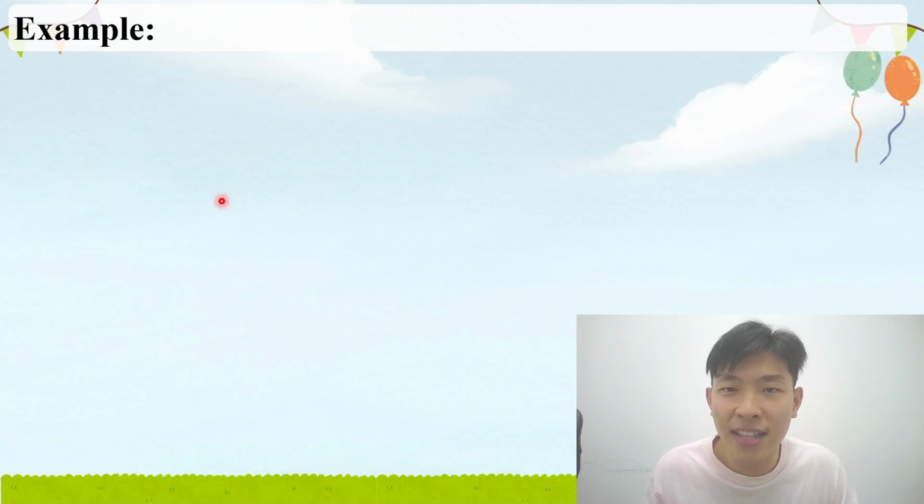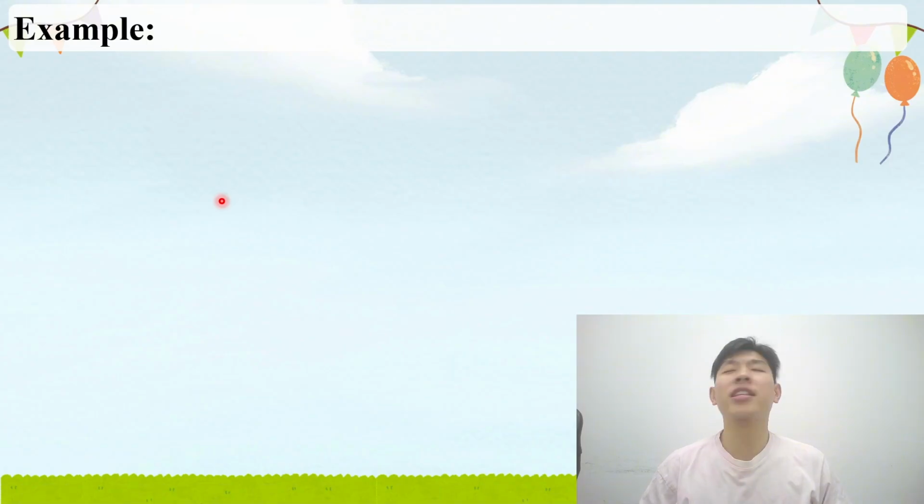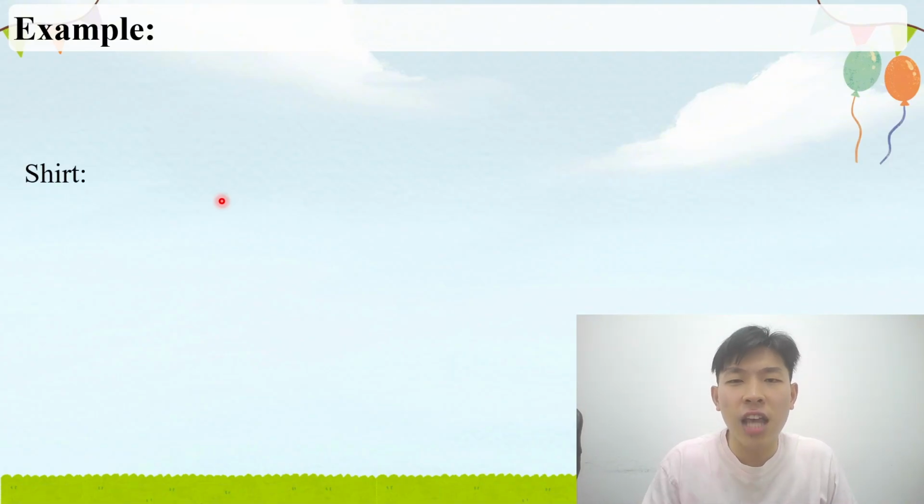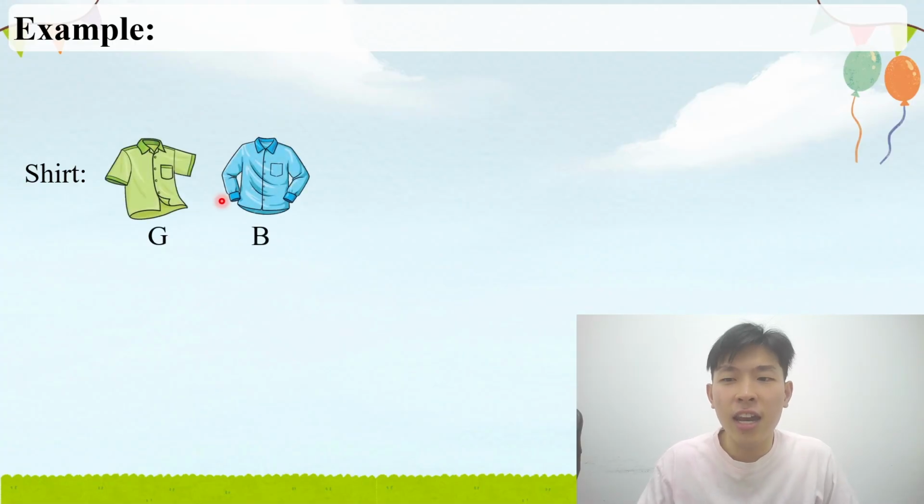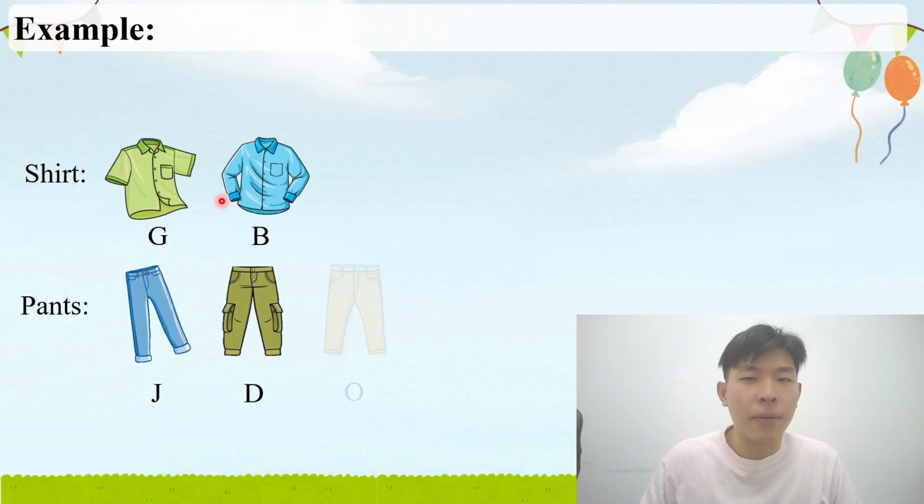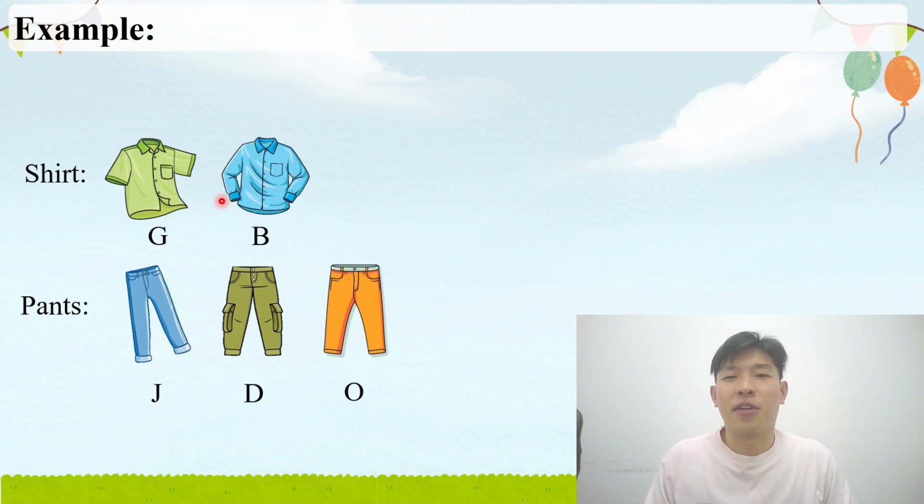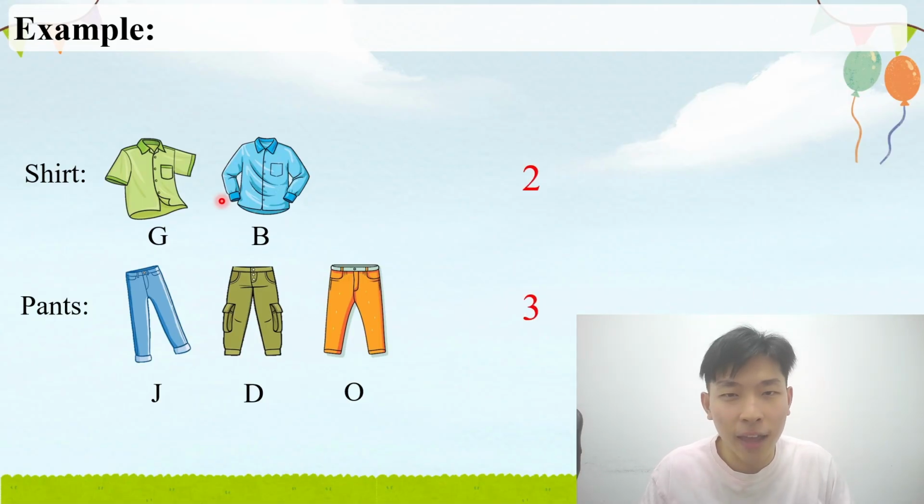So let's look at an example. Now let's say one day I want to go out for a date, meet someone very important. So I have to dress up. So I have these shirts that I can choose from. I have a green shirt and a blue shirt. And I also have my jeans, a dark color pants, and an orange pants which looks super cool. So how many shirts can I choose from? I have 2. And how many pants? 3. Amazing. So how many different combinations can I have from these shirts and pants?